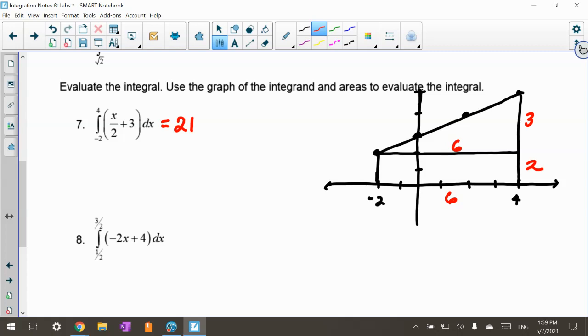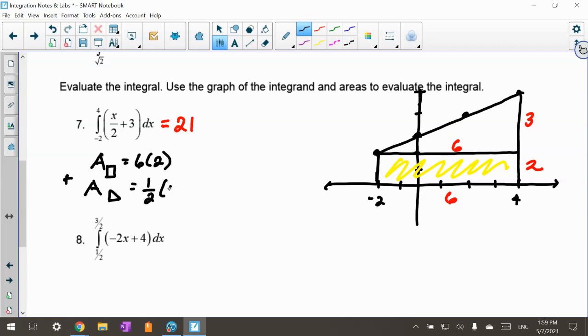So I have that all kind of mapped out. So I know that if I find the area of this rectangle here, the area of the rectangle is going to be base times height, so that's going to be 6 times 2. And then to that, I'm going to add the area of the triangle, which is 1/2 base times height. So I end up getting 12, and 18 divided by 2 is 9. So there's my 21.